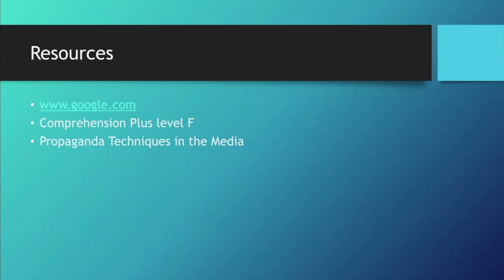Propaganda techniques in reading. Propaganda techniques in reading. Propaganda techniques in reading. Authors use them to persuade you. Hey, hey, hey, hey.